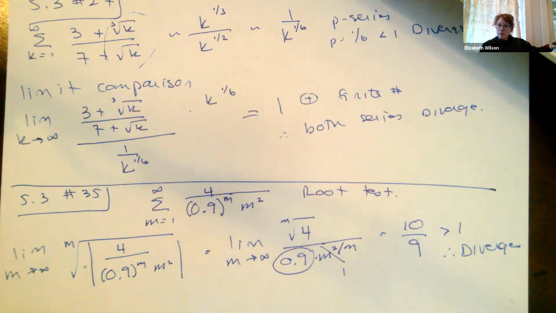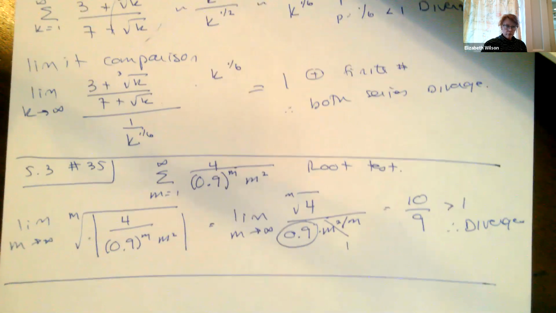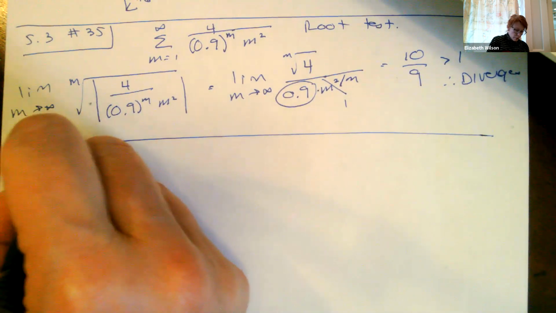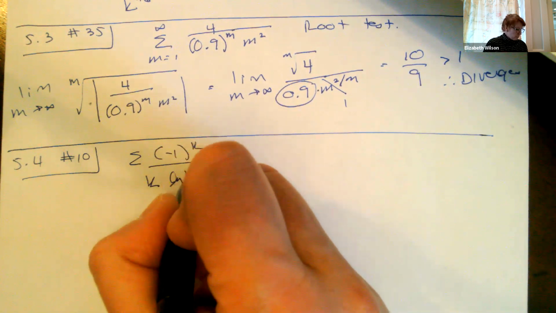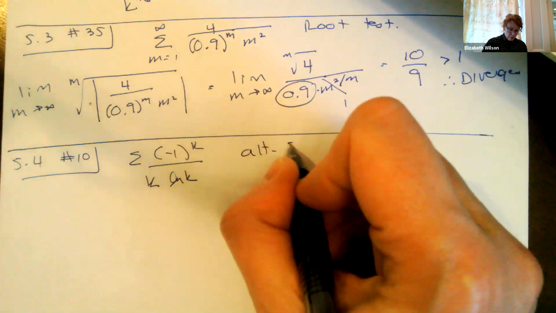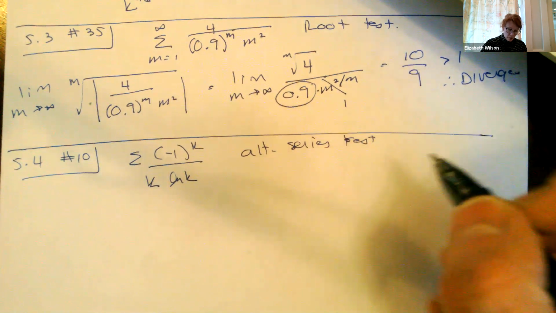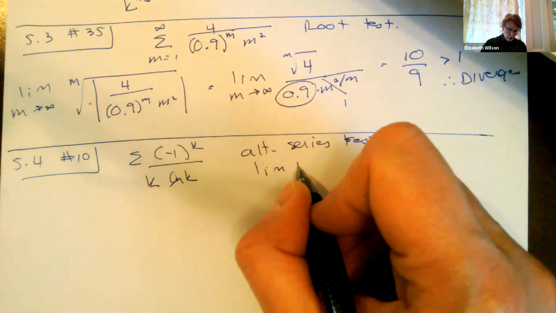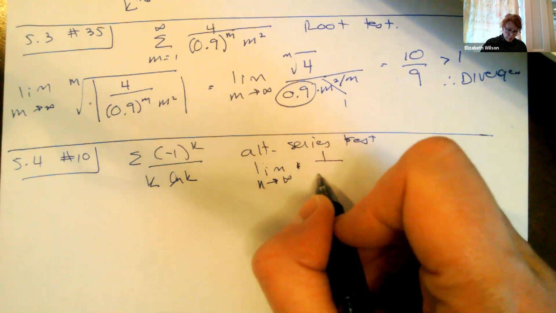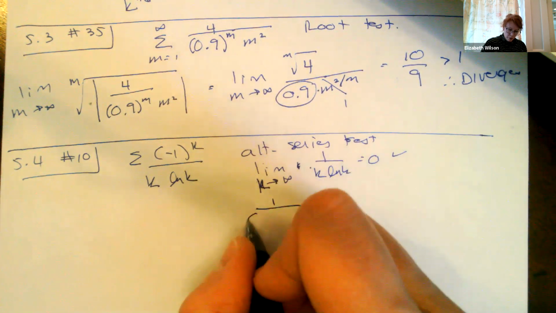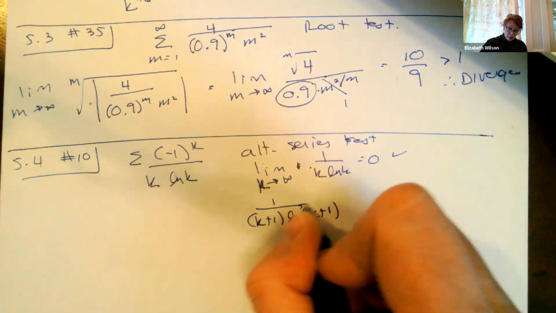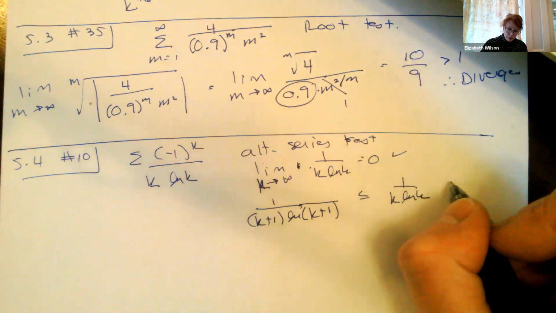And looking for number 10. Okay, so 5.4, number 10. So this is minus 1 to the k, over ln of k. I'm going to do an alternating series test. Because it's an alternating series, I'm going to take the limit as n goes to infinity of 1 over k ln of k. This thing goes to 0. Let's see, 1 over k plus 1 ln of k plus 1 is less than 1 over k ln of k. Check. So this thing converges.